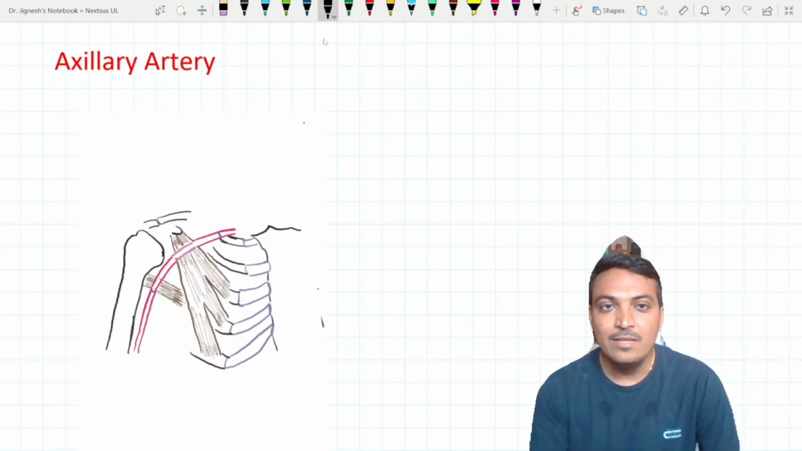Hello friends, let's see the anatomy of the axillary artery. The axillary artery is the main arterial supply to the upper limb, and it is the continuation of the subclavian artery.